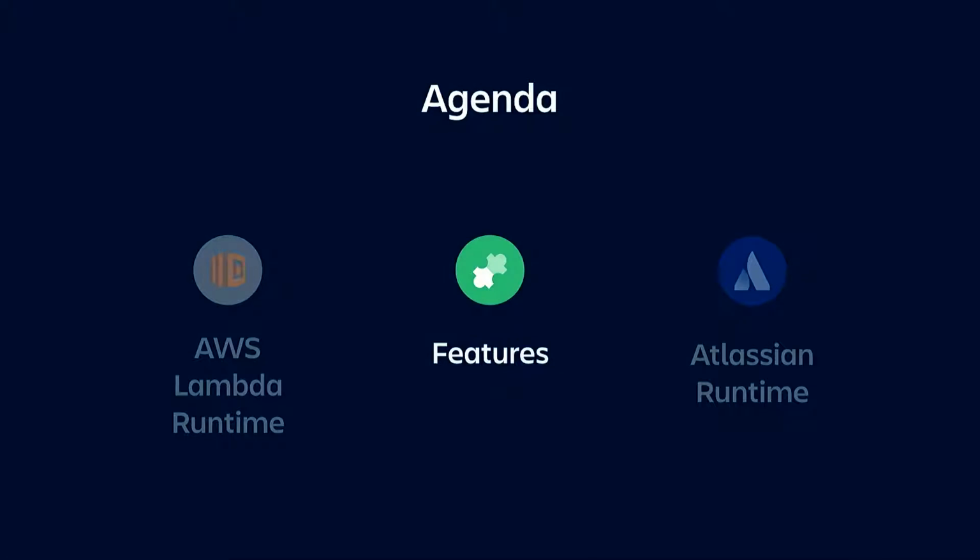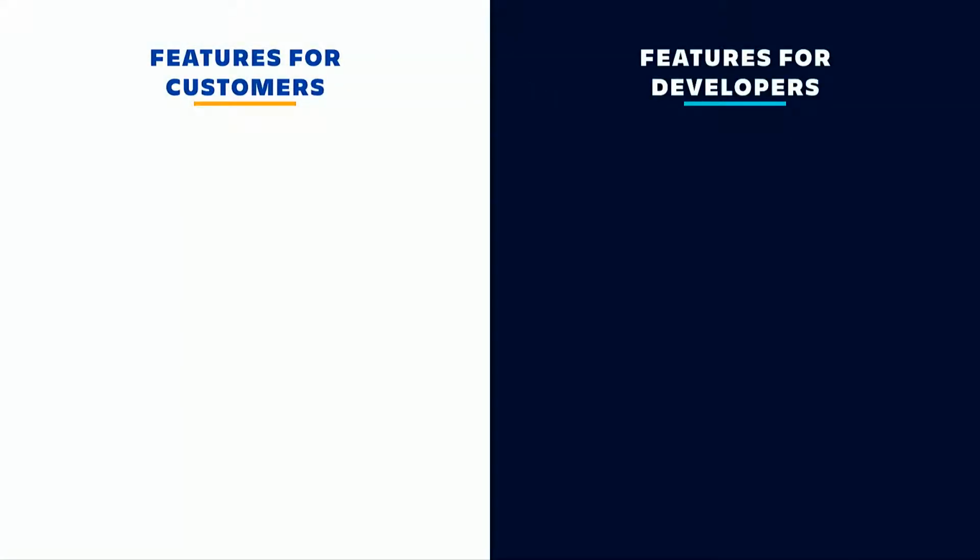Now, that's the runtime itself. Let's talk about some of the features that we're providing. But before we do that, let's have a conversation about what these features mean. Now, I'm an ecosystem engineer, and what this means is we're having to provide features for both customers and developers.